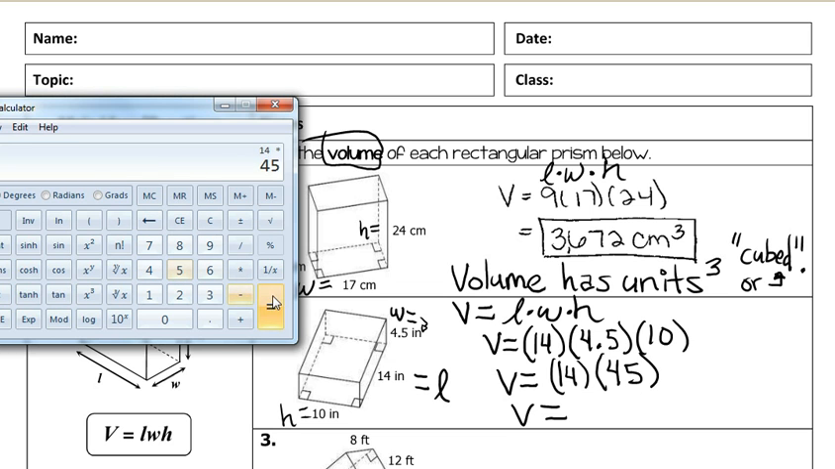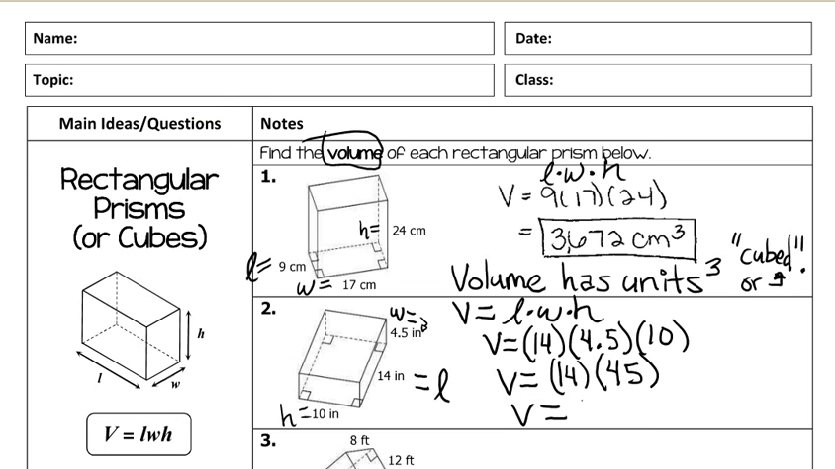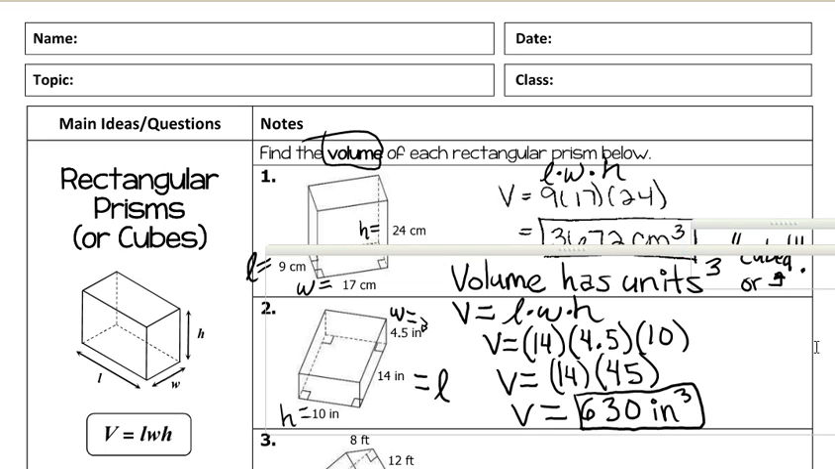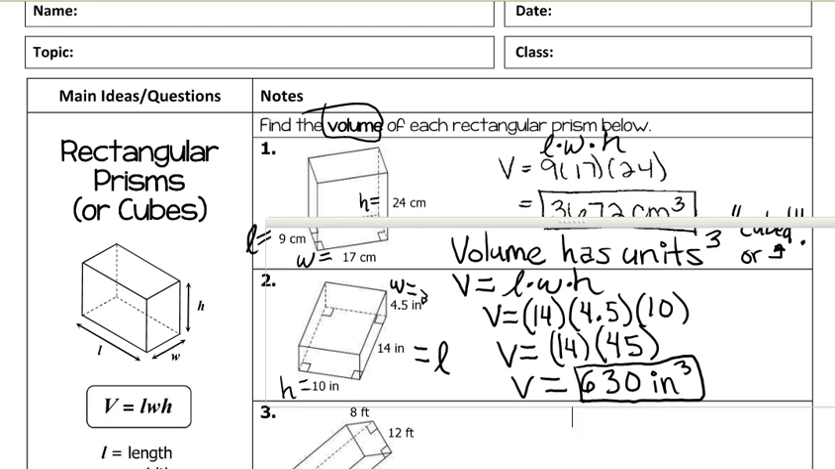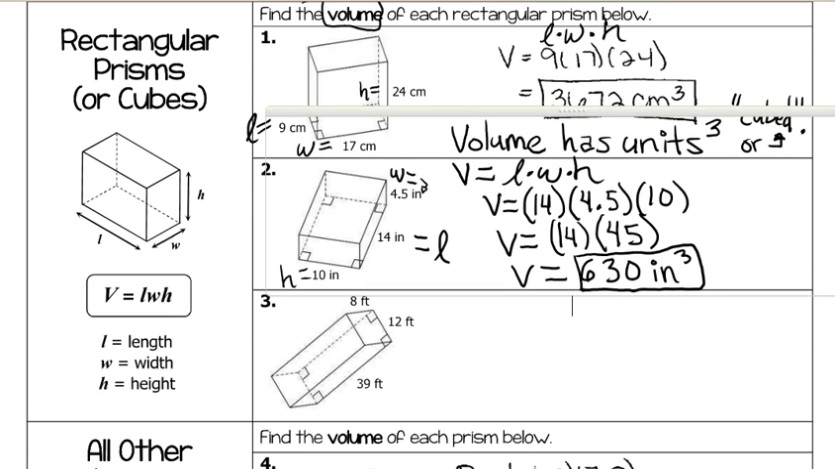So again, 630. Now for the sake of cleanliness, I didn't write the units of measure after each number because it just gets really messy. But it's going to be inches cubed. So 14 inches times 4.5 inches times 10 inches, it's cubed. So 14 inches times 45 inches squared is inches cubed. So we're just going to keep this consistency going on. Now we're going to write our final answer, right, with the units cubed. So volume equals 630 inches cubed.